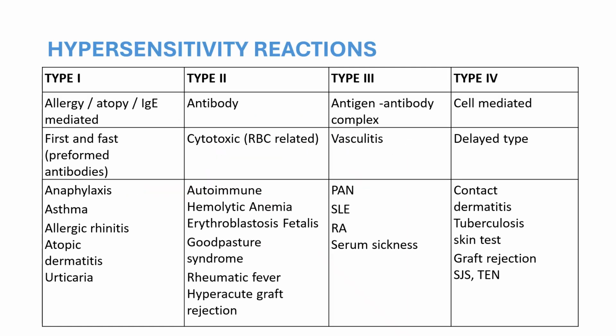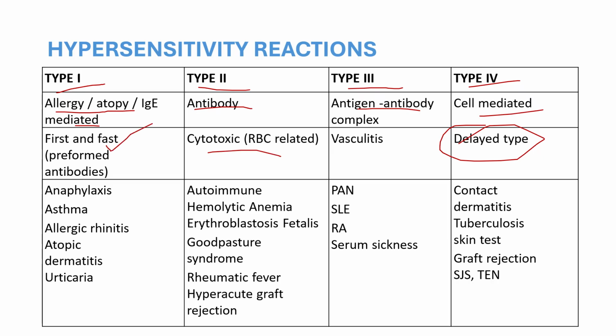Let's talk about the hypersensitivity reactions, one of which we have seen now. It's anaphylaxis. That is a type 1 hypersensitivity reaction. Mainly we have four types of hypersensitivity reaction: type 1, 2, 3, and 4. Type 1 is allergy, atopy, or IgE mediated. Type 2 is antibody mediated. Type 3 is antigen-antibody complex mediated. And type 4 is cell mediated, or the delayed type of hypersensitivity reaction. Type 1 is called first and fast because there are going to be preformed antibodies.